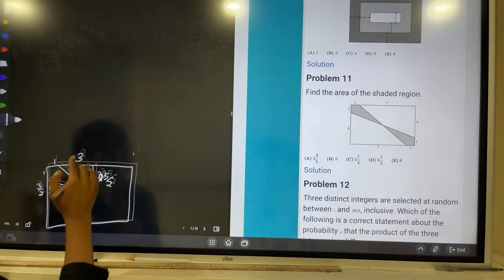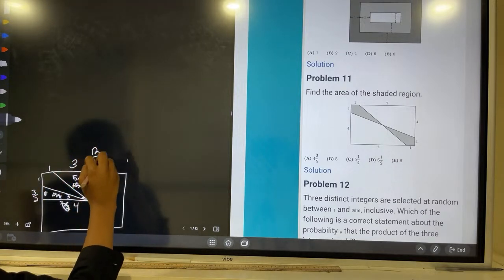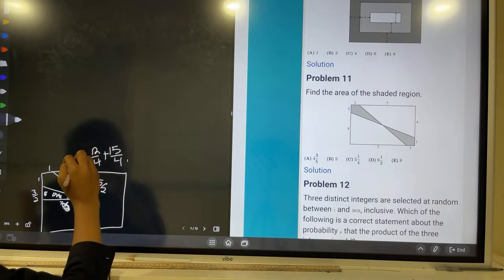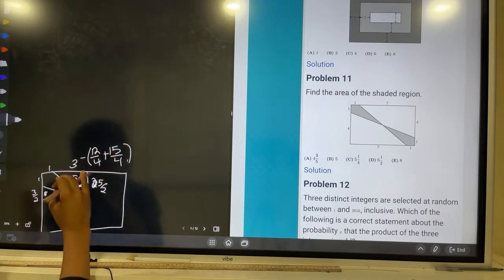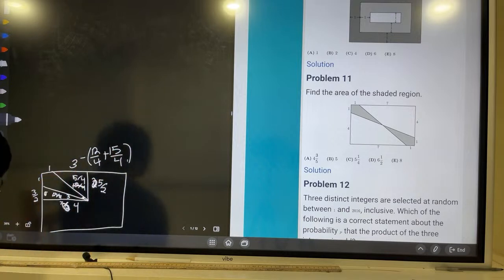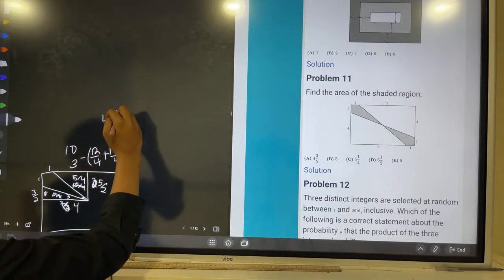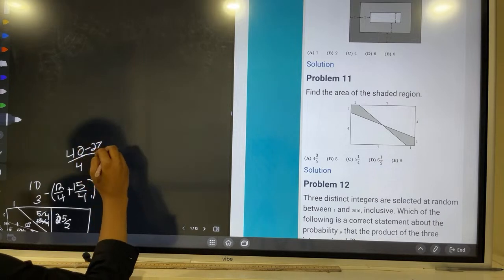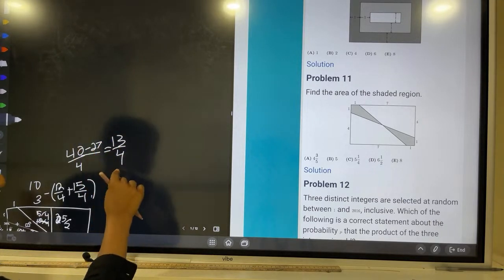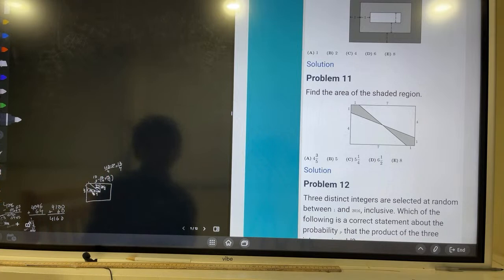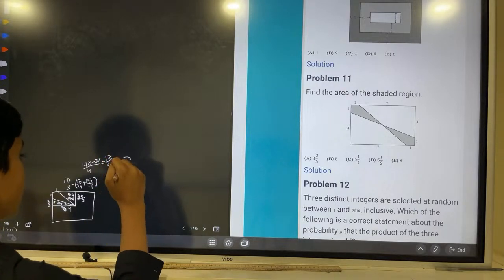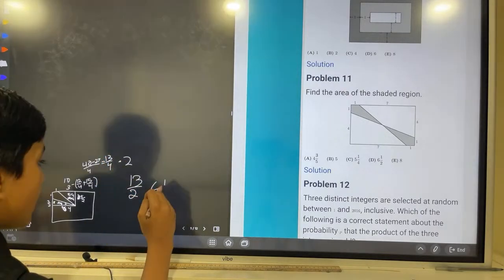So the area of this is 3, so 12 over 4. The area of the other one is 15 over 4. And the area of the total rectangle is 4 times 5 over 2, which is 10. 40 over 4 minus 27 over 4 is 13 over 4, which is 6 1/4. Wait, no, it's not. Oh, we're supposed to multiply by 2. It's 13 over 2, which is 6.5. Okay.